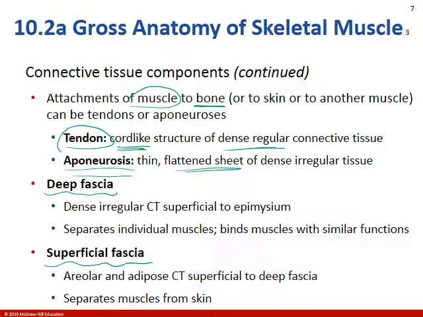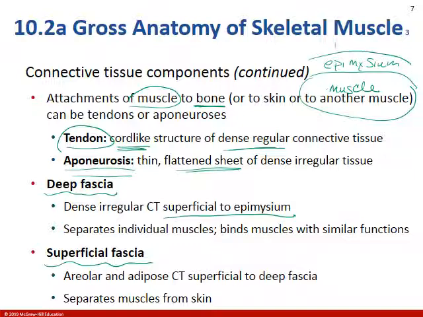So on the last image, we saw epimysium, right? Epimysium is the connective tissue that surrounds the entire muscle. Then on top of the epimysium, so superficial to the epimysium, we have deep fascia. This is kind of just a way to organize muscles, right? To bind muscles with similar functions. And then on top of the deep fascia, we have another layer, which is called superficial fascia.